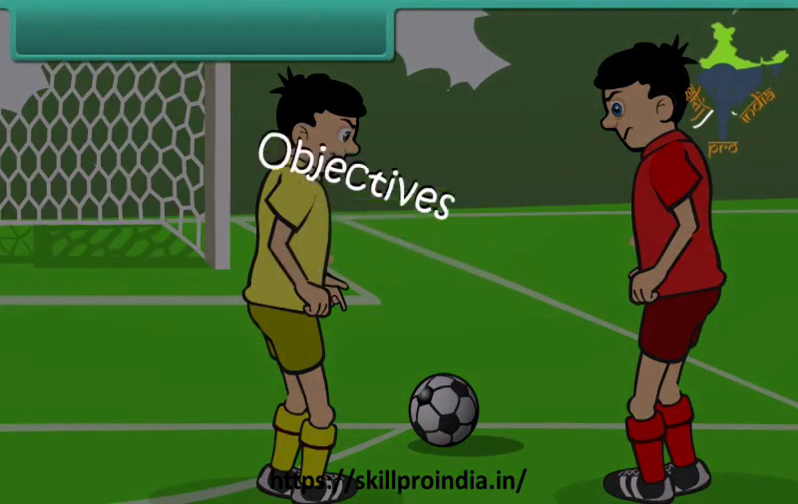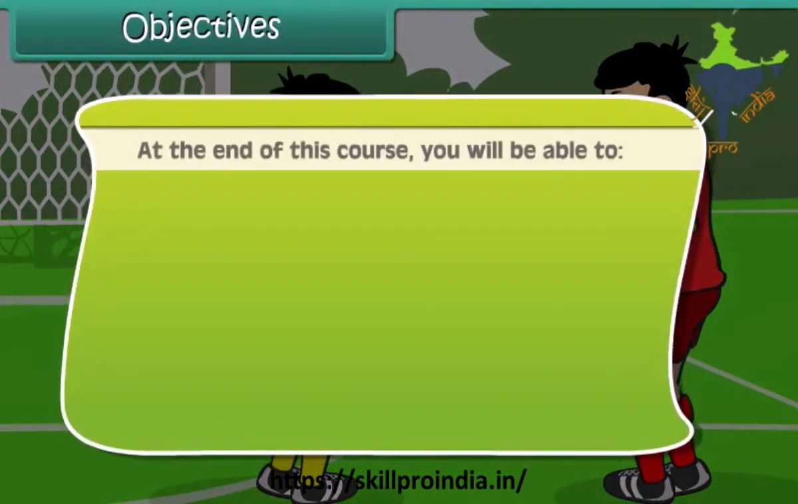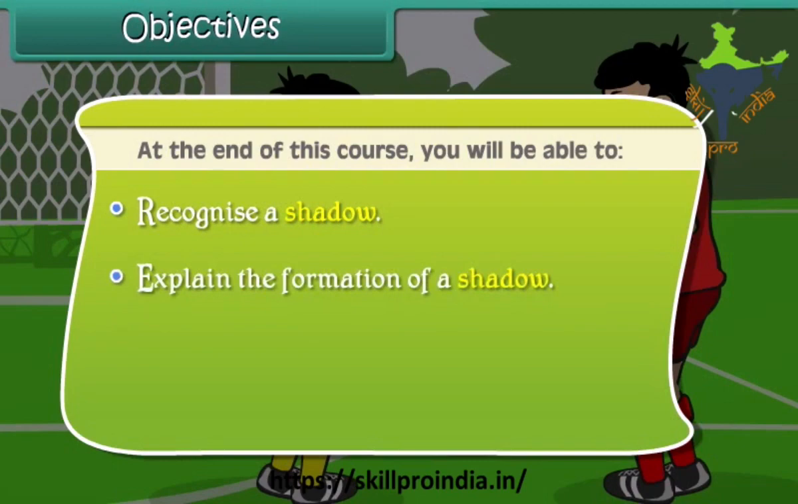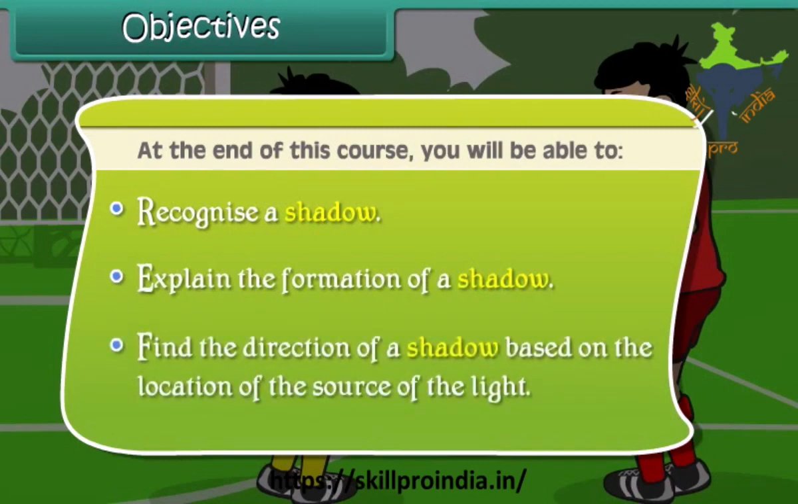Objectives. At the end of this course, you will be able to recognize a shadow, explain the formation of a shadow, and find the direction of a shadow based on the location of the source of light.